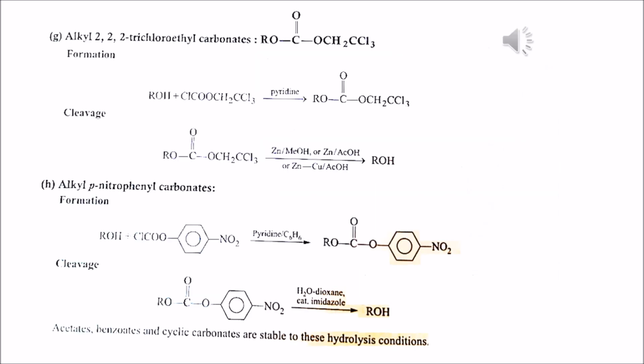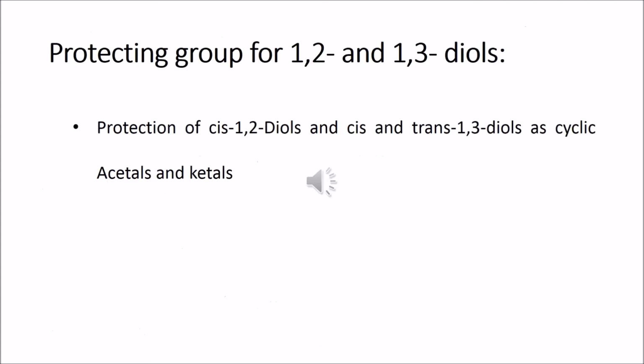In this slide, alkyl 2,2,2-trichloroethyl carbonate formation and cleavage is given. And in another example, alkyl para-nitrophenyl carbonate formation and cleavage is given. Acetate, benzoate, and cyclic carbonates are stable to those hydrolysis conditions, as are cis 1,2-diols, as for example in the carbohydrates and nucleotides, and cis and trans 1,3-diols can be protected as cyclic acetals and ketals.